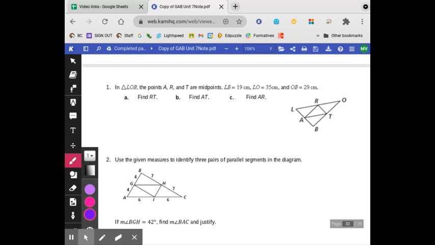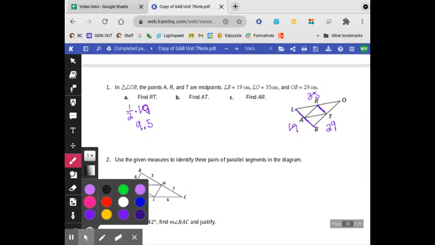So number 1, we have triangle LOB. A, R, and T are the midpoints. LB equals 19. LO equals 35. And QB equals 29. We want to find the 3 sides. Well, RT is the midsegment that's parallel to LA or LB. Therefore, RT is half of 19. So it's 9.5.